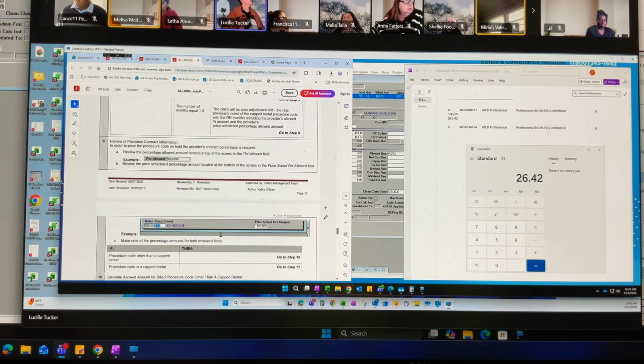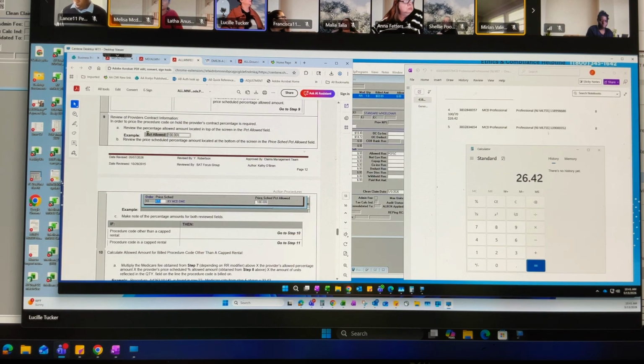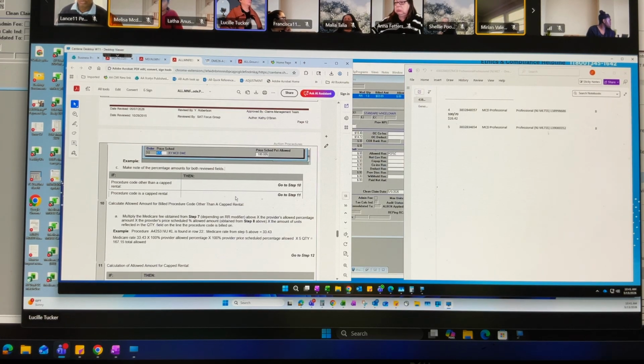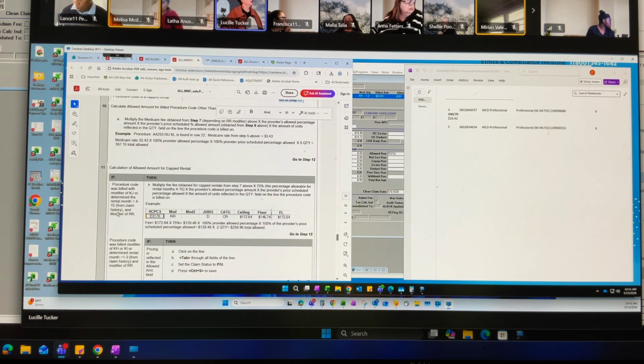Okay. So step 9 has us looking at the provider contract, has us reviewing the percent allowed and the price schedule allowed amount, which I already have right up there. I grabbed that earlier, okay? And then it says the procedure code is a capped rental. I'm going to go to 11. So 11 is the procedure code is billed with modifier KJ or determined that the rental month equals 4 through 15 from the claim history, and the modifier is RR.